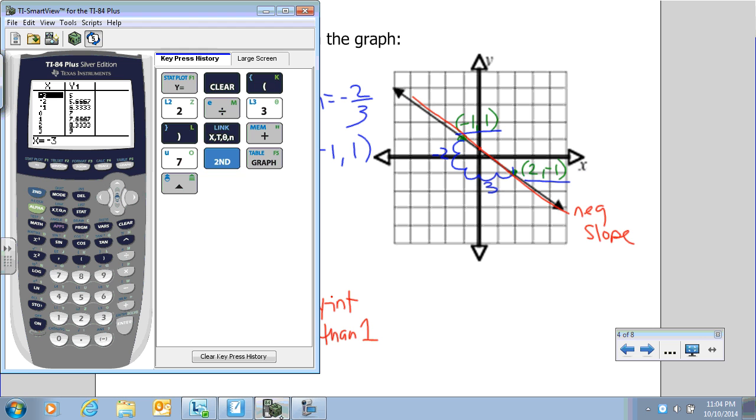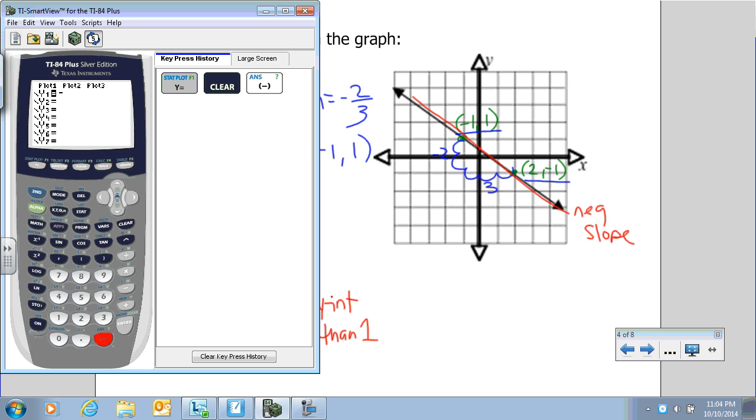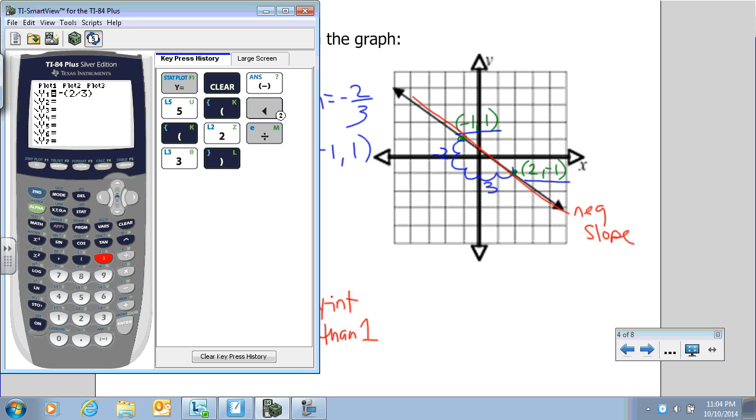I'm going to go to my calculator. Y equals. Clear it out. I'm going to type in the equation I wrote. The equation I wrote was a negative 2/3... Oops, no, I thought I had it wrong. Negative 2/3 x. And then we had a plus 1/3.